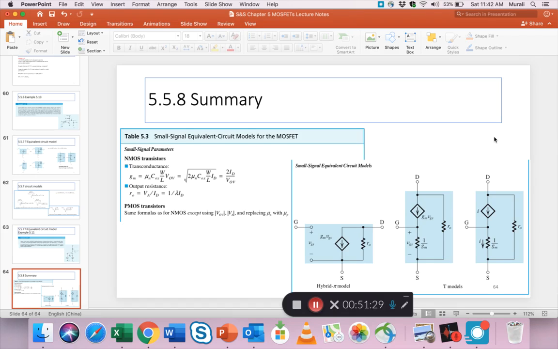So we are done with what we want to study in chapter 5. Of course, I'll do one more recording with problems on this amplifier and small signal, and we can finish.